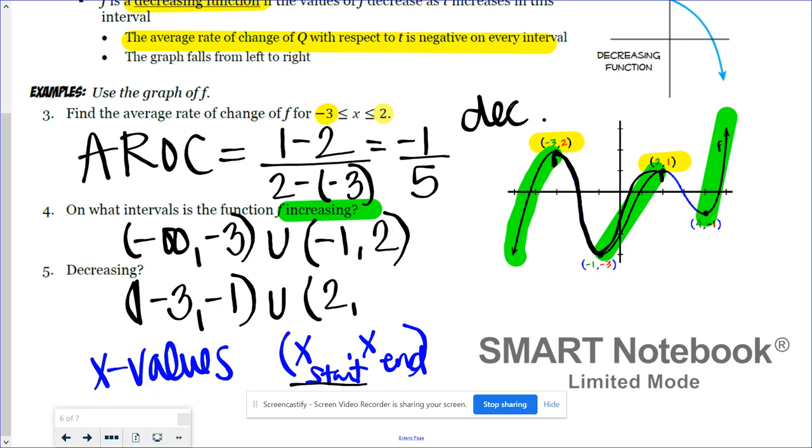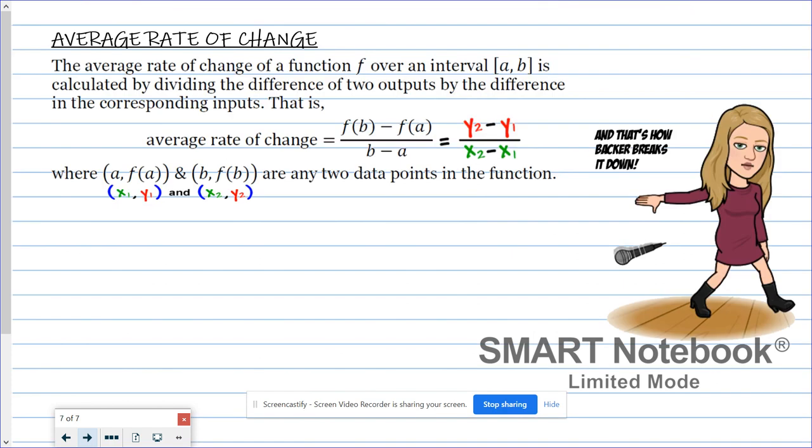It's decreasing starting at x is 2 until it gets to x is 4. And then it's increasing again from x is 4 to infinity and beyond. So right forever is positive infinity. So that's how you can analyze a function using average rate of change, and also how you can make predictions. So we find average rate of change by calculating the difference of two outputs divided by the difference of their corresponding inputs. In other words, y2 minus y1 divided by x2 minus x1. And that's how Becker breaks it down.